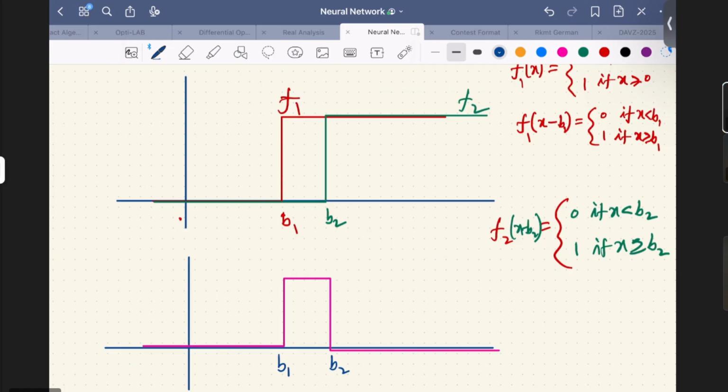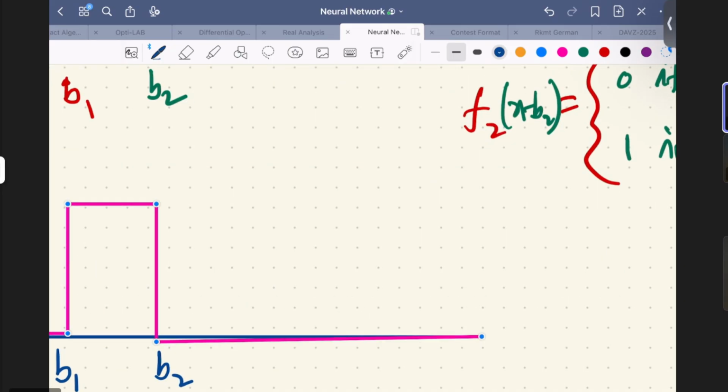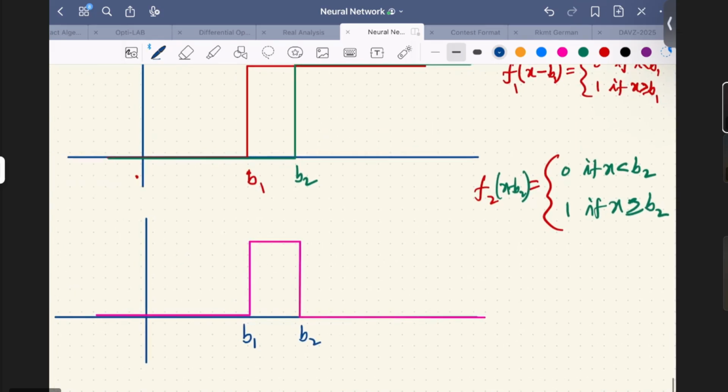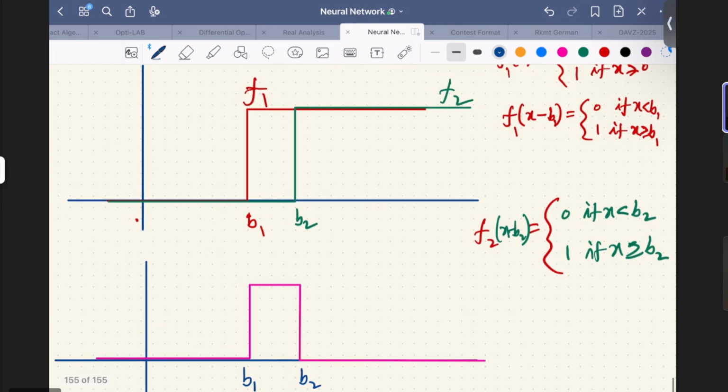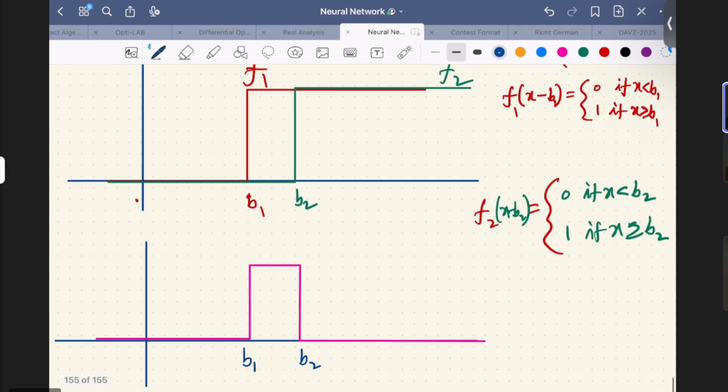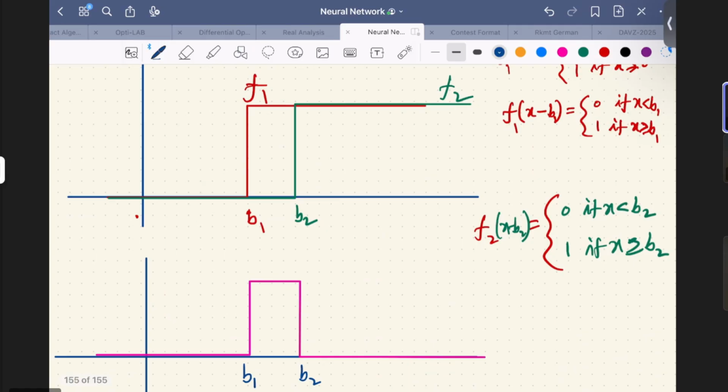f1 plus f2 in b1 to b2, the interval is b1 to b2, and our function is f1 plus f2? No, here I have to do it on the entire line. This is f1, f2. Our x we are defining on the real line. I'm not talking about neural networks. On the real line, we have functions f1 and f2. There are two step functions. One is stepped up at b1, one is stepped up at b2. Now, what operations should I do with f1 and f2 such that I get this pink curve?